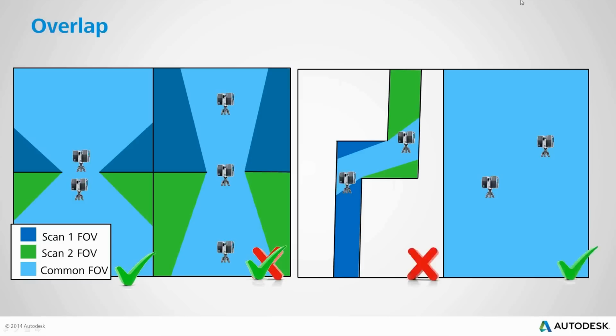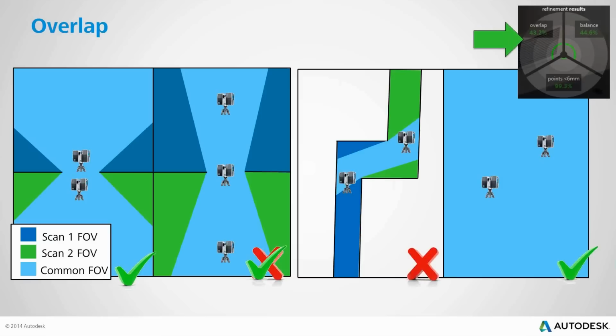And this concept of overlap is reflected in the metrics that we're providing as a result for the registration process in ReCap Pro. The overlap number here, basically what this is showing you is a percentage, and it's the percent of the data that you have in the scan that you're bringing in to register, and how much of that data overlaps with the data that's already in the project, so other scans that have already been registered. Okay, so that's overlap.